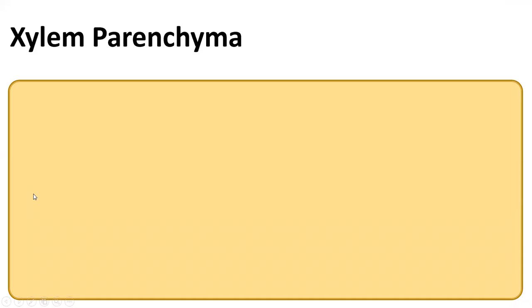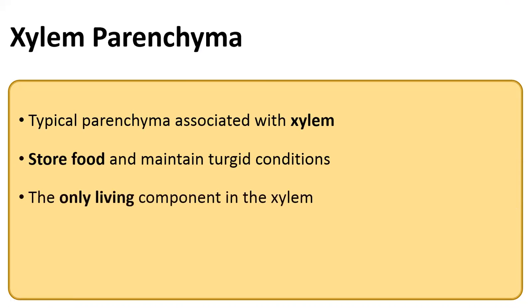Next comes the xylem parenchyma. Xylem parenchyma is nothing but a typical parenchyma associated with xylem. Their main job is storage of food and to maintain turgidity. They maintain the water balance. It is the only living component of xylem. This is a one mark question: the only living part of the xylem is xylem parenchyma.